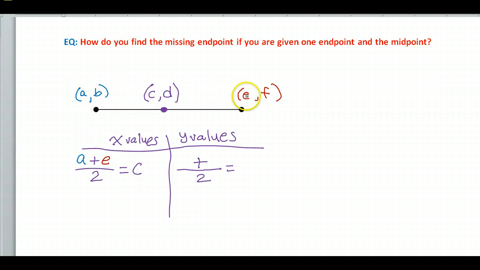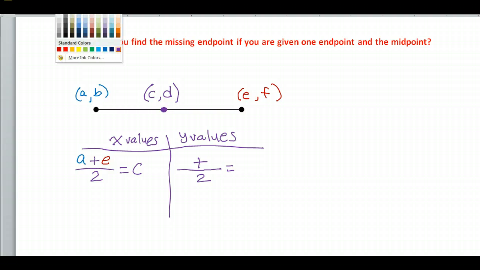Okay, so the average of the x's should give me the x value of the midpoint, which in this case is C. So what am I going to write here for the y values? What am I going to put here and here and here? Go ahead and say it out loud if you can.